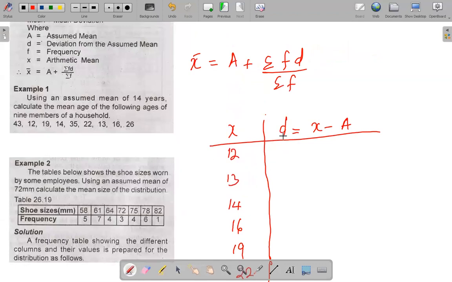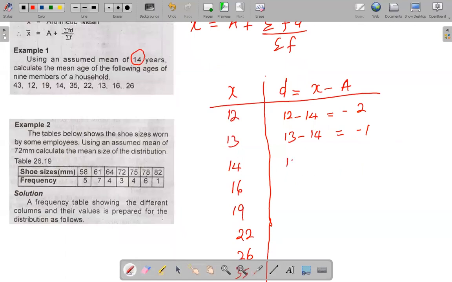Now we're going to get the deviation from the assumed mean, which is each of these items minus the assumed mean. We are making use of the assumed mean of 14. Here we have 12 minus 14, which is minus 2. 13 minus 14, which is minus 1. 14 minus 14, which is 0. 16 minus 14, which is 2.